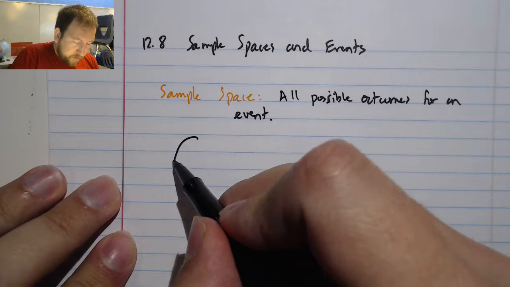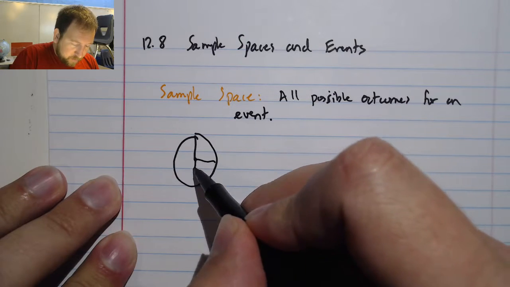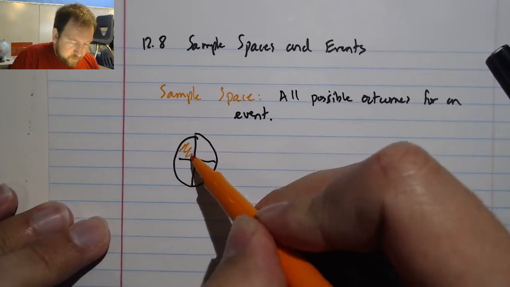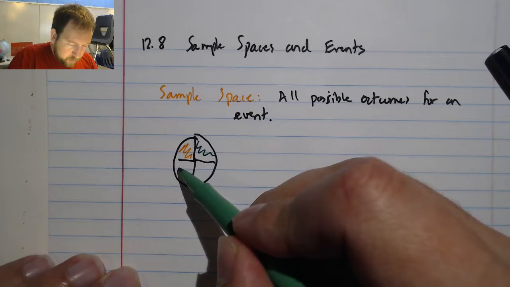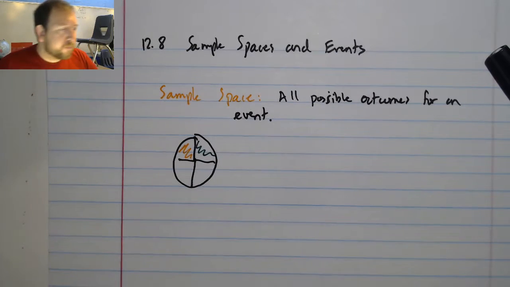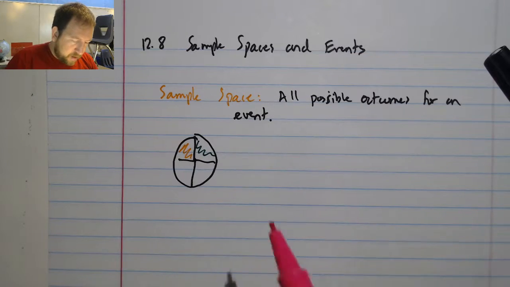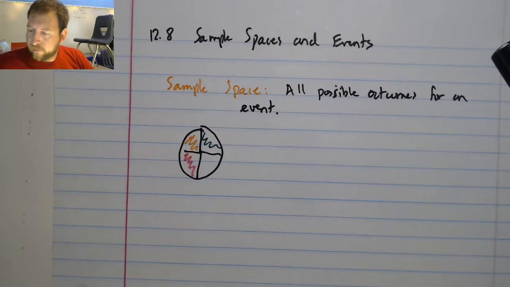We're going to start with our spinner first. This spinner has 4 sets. It has an orange. It has a green. It has, I don't know what color that's called, a pink. And it has a red.